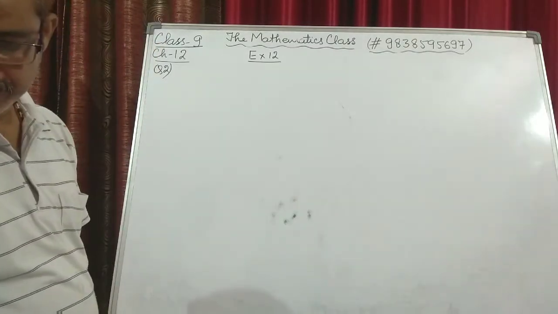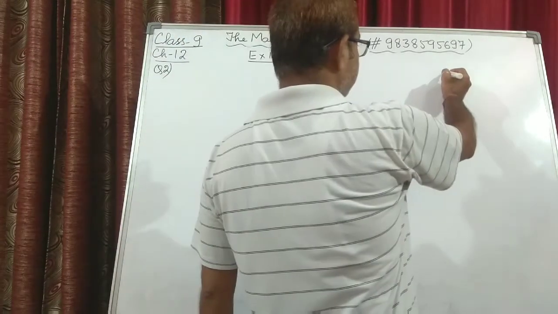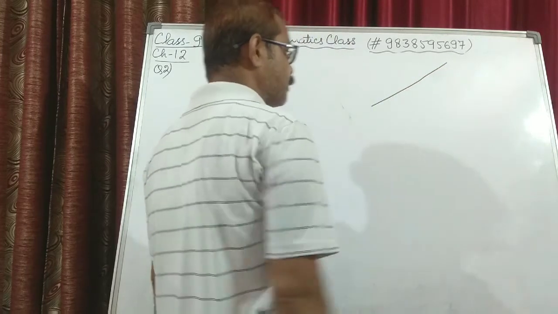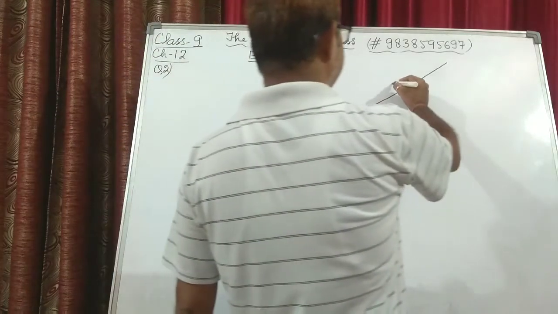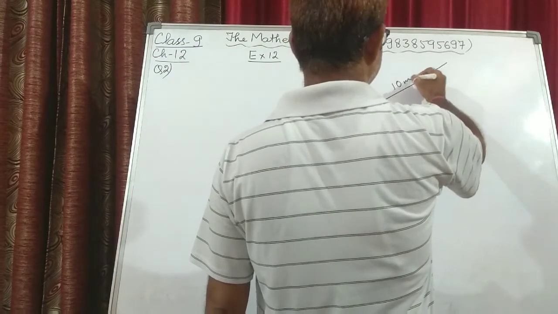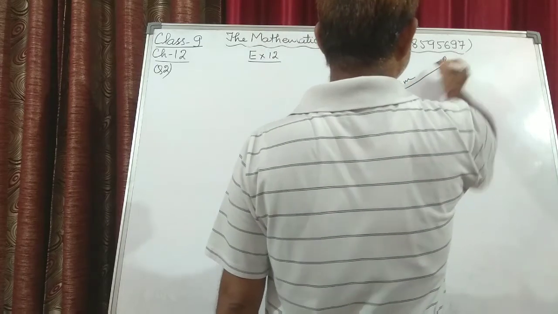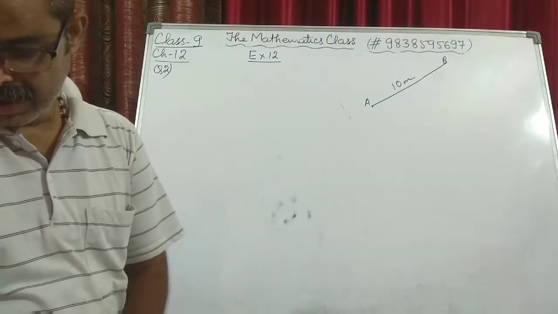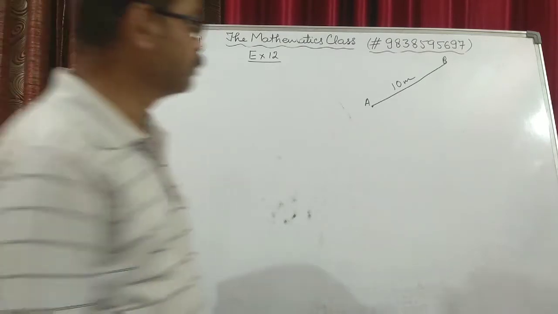They say foot of a 10-meter long ladder. So always remember that a ladder is placed something like this. They say foot of a 10 meter long, so the length of the ladder is 10 meters. Let us say A and B is the ladder. A is the foot. Foot of a ladder leaning against a vertical wall is 6 meters away from the base.